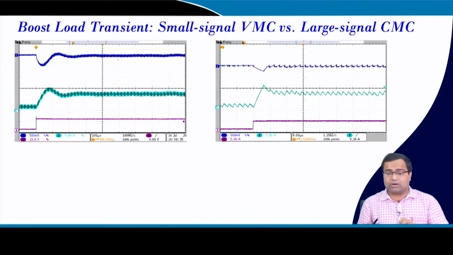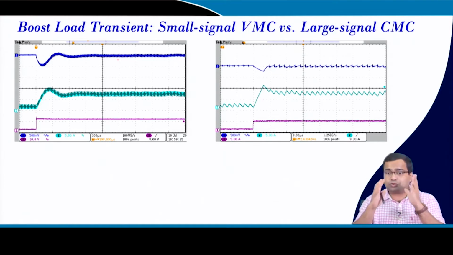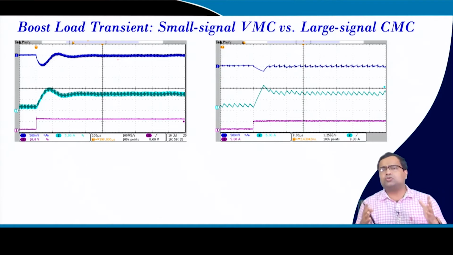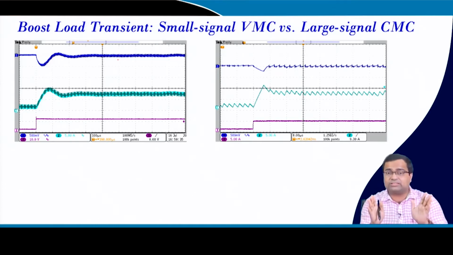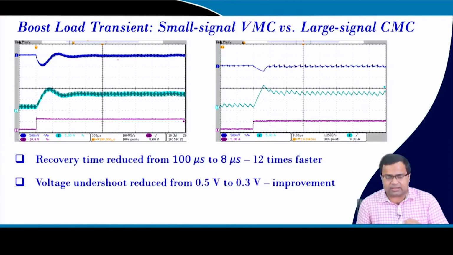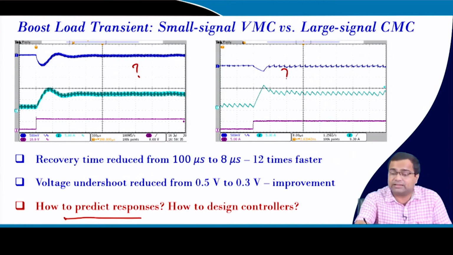So the question I am asking: there is a small signal based design, and in fact one of the objectives of this course is to show that in future control we will see more large signal, where we want to improve the performance many fold. But the modulator remains the same, and we will show that the controller, current mode control, will also structurally remain the same, but the philosophy of design is different. So you can improve very fast, but the question is how to predict this response.